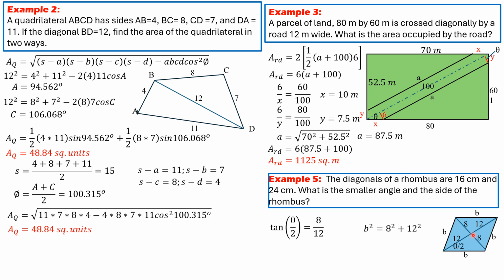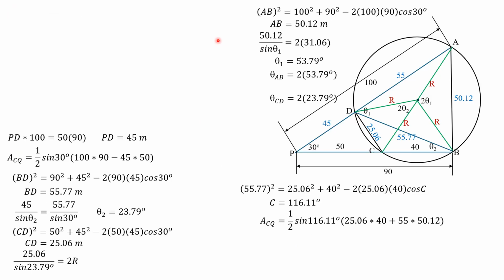Then since this is a right angle, we can now compute the smaller angle. This is theta over 2 because that's also theta over 2 there. Tangent of theta over 2 is 8 over 12. So theta is equal to 67.38 degrees. Likewise, b square equals 8 square plus 12 square. So b, the side, is 14.42 centimeters.